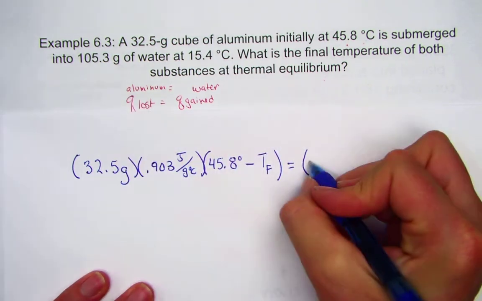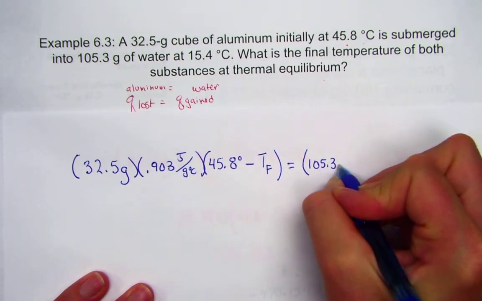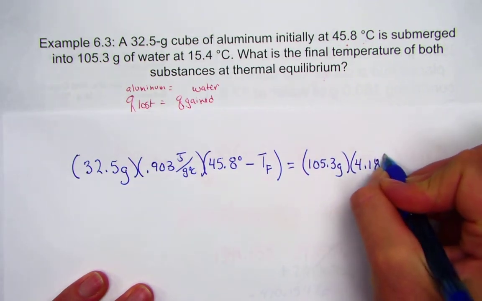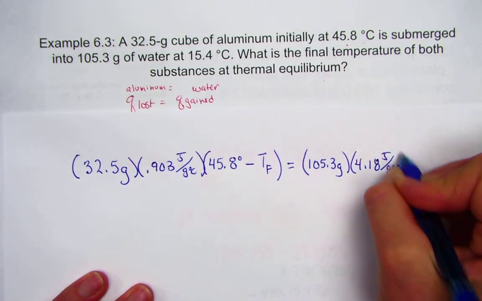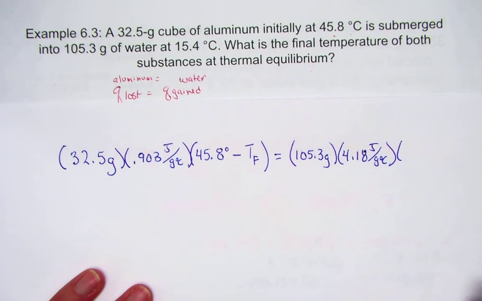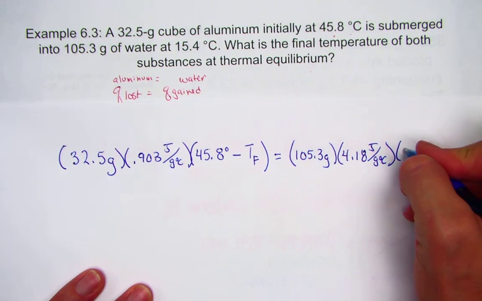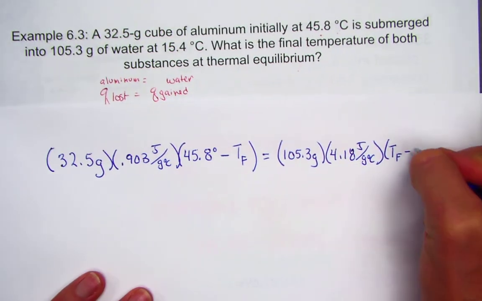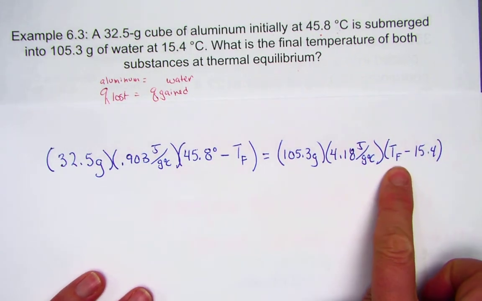The mass of the water, 105.3 grams. 4.18 joules per gram degree Celsius is our constant for water. And keeping in mind that the water is going to warm up, so the final temperature is actually a larger number than the 15.4, I'll just show that by placing it first in the equation.